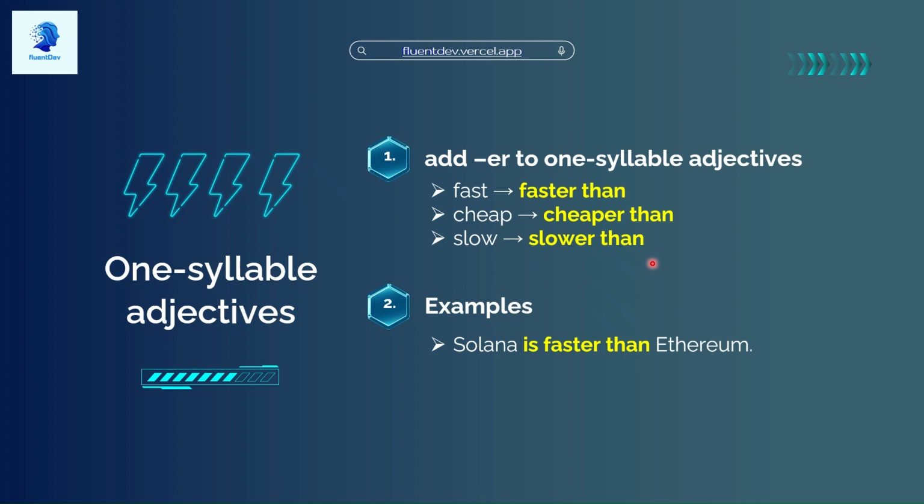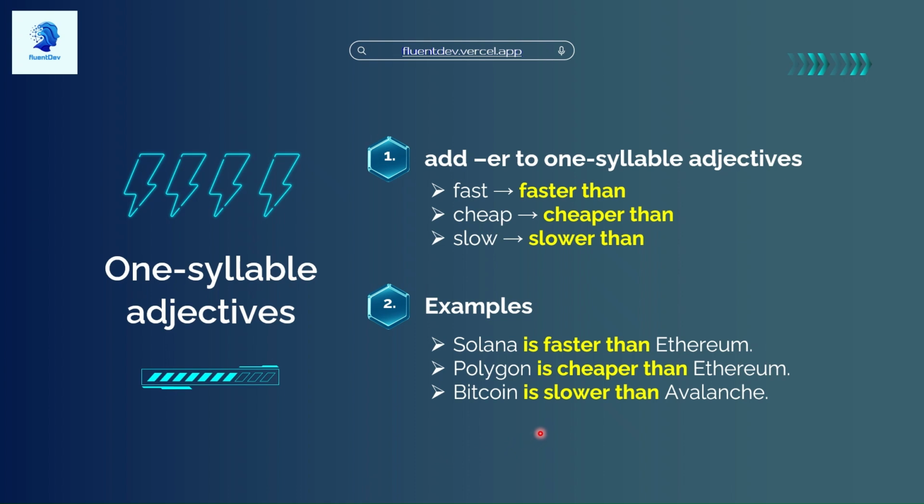Let's take a look at some example sentences. We might say that Solana is faster than Ethereum. We wouldn't say Solana is fast than Ethereum because that wouldn't be correct. We need to add the ER. And we also wouldn't say Solana faster than Ethereum because we need to add the be verb there as well. Polygon is cheaper than Ethereum. So we see cheaper than used here. And another example, Bitcoin is slower than Avalanche.